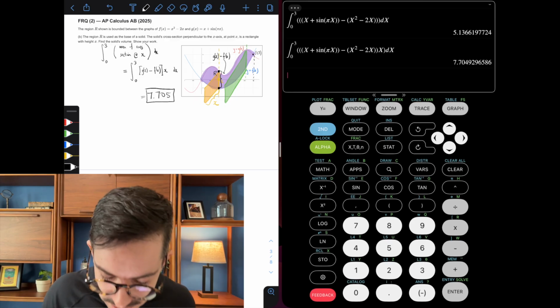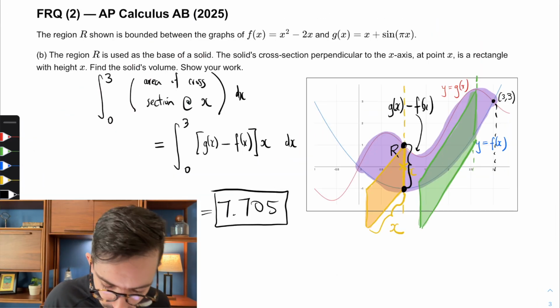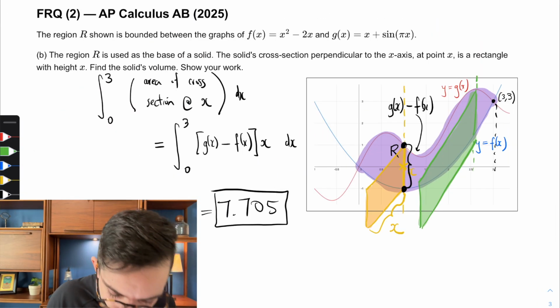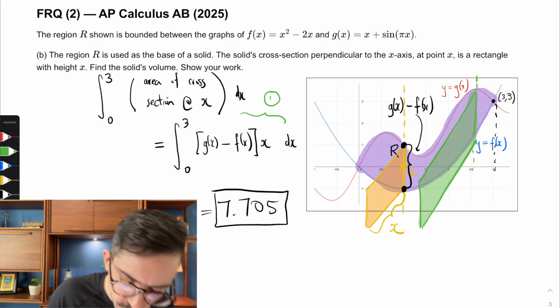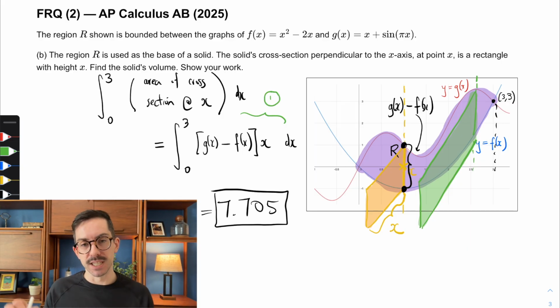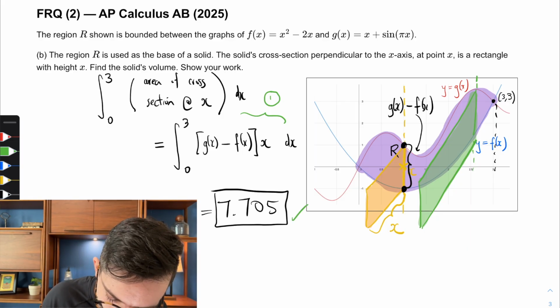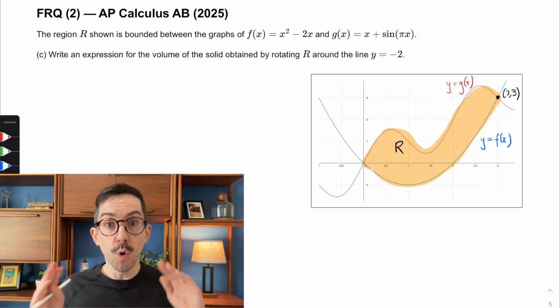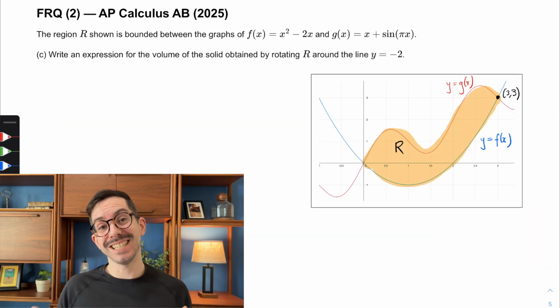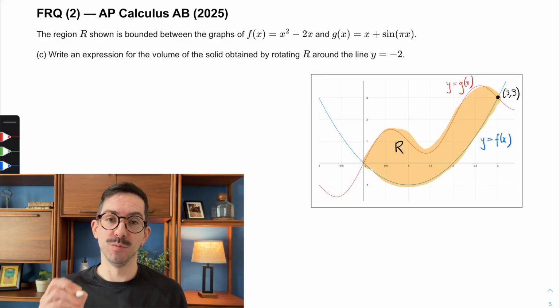Okay, let's see, how were the points divvied up here? Well, we got 1 point for our integral set up, showing something like g of x minus f of x multiplying by x, and then we get, again, 1 point for our final answer. Nice work.